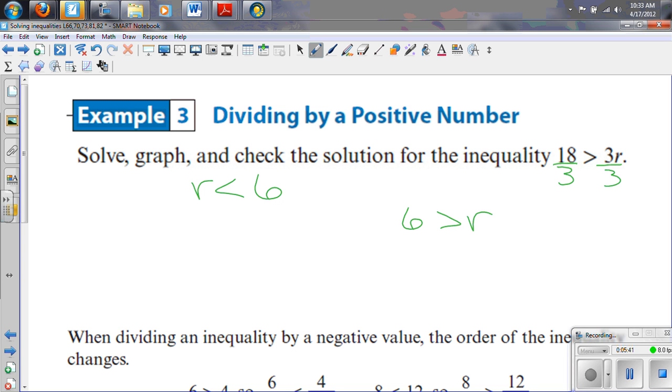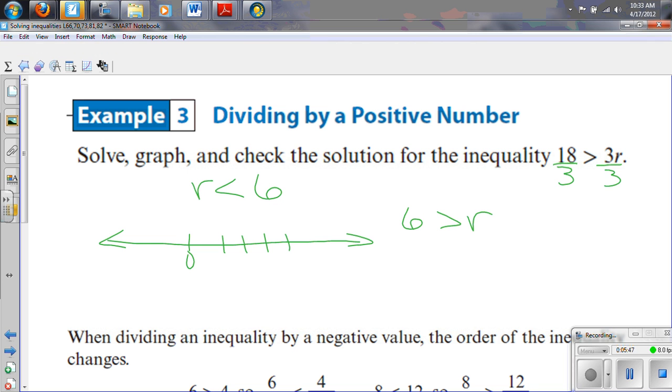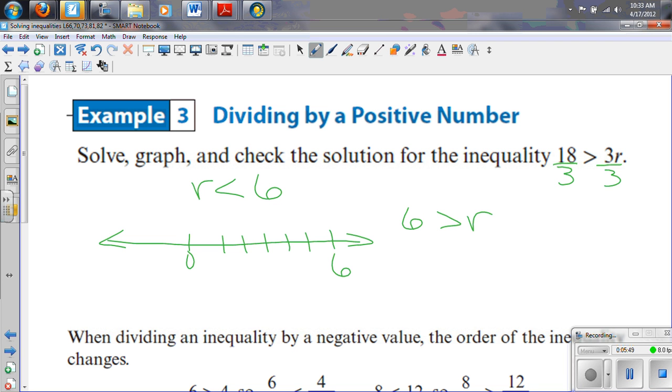But now we're going to graph it. And again, here's our 0 and 6. And it's not equal to, so we have an open circle. And this is anything less than 6, so it should be going to the left.